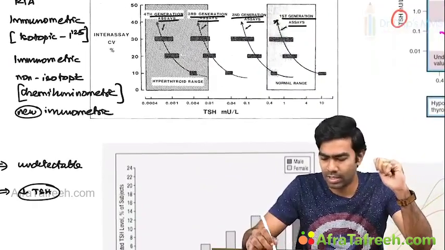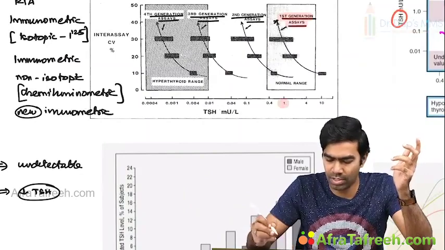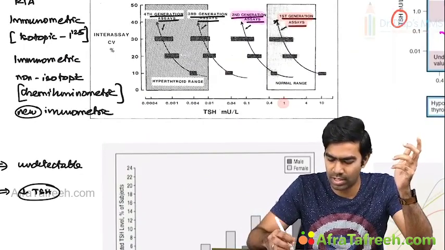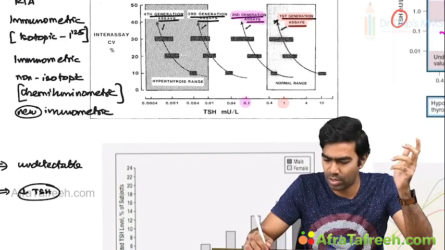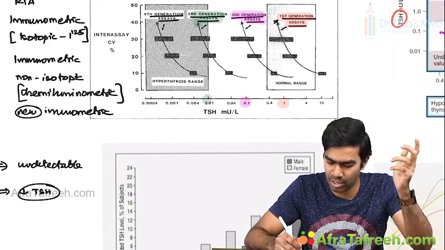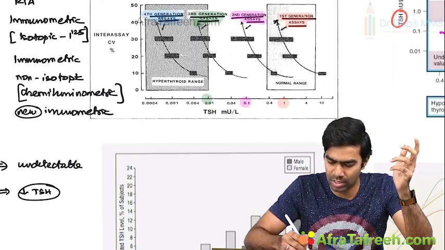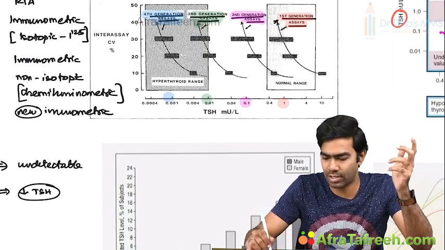You can see this diagram explains a lot of things. The first generation, first let us finish it off. The sensitivity is 1. Second generation, the sensitivity is 0.1. And the third generation, you can see the sensitivity is 0.01. And finally, the fourth generation assay, the sensitivity is 0.001.